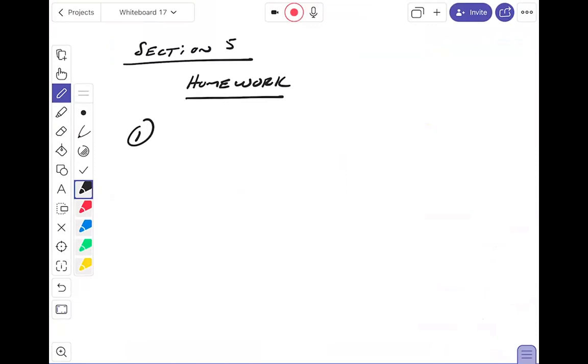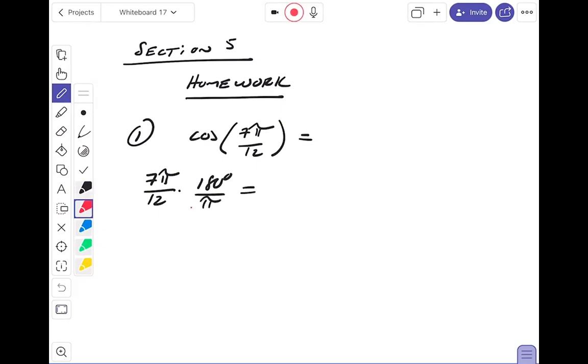It says use the appropriate sum or difference identities to find the exact value of the cosine of 7 pi over 12. The first thing I'm going to do is convert it to degree measure because it might be easier for me to figure out what the sum or the difference might be. So I'm going to take 7 pi over 12 times 180 degrees over pi. Certainly the pi's cancel off, and I'm going to divide through by 6.